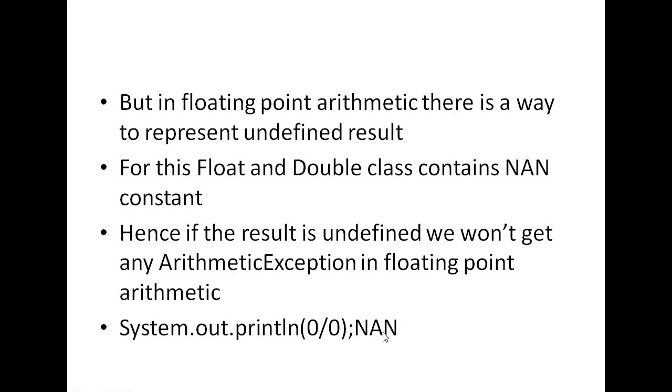So what is NaN? NaN is nothing but a constant present in the Float and Double classes. Hence, if the result is undefined, we won't get any ArithmeticException in floating point numbers. So Infinity and NaN are present in the Float and Double classes, and both are known as constants. NaN means Not a Number. Infinity means whenever we are dealing with a divide by 0 error. In case of float and double numbers, we are not getting any ArithmeticException. Instead, I am getting the output as Infinity. Okay. Thank you.